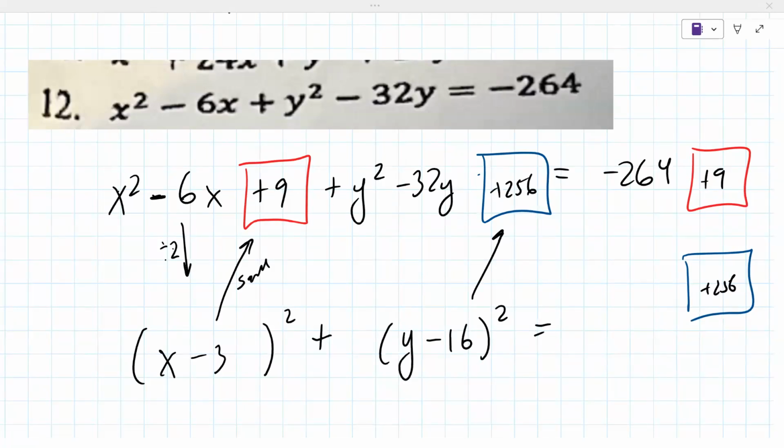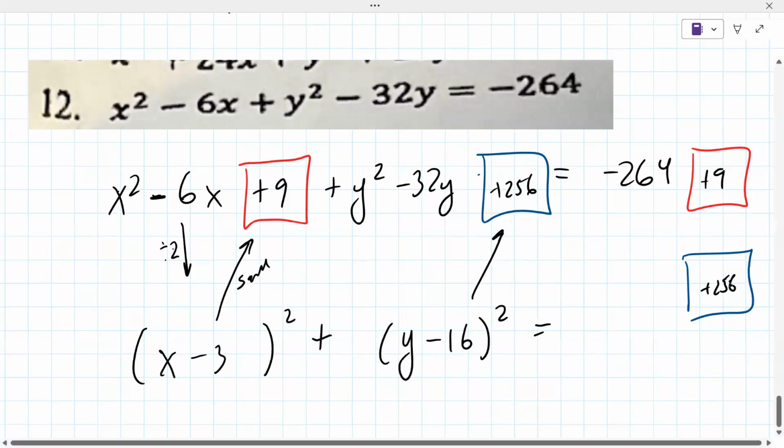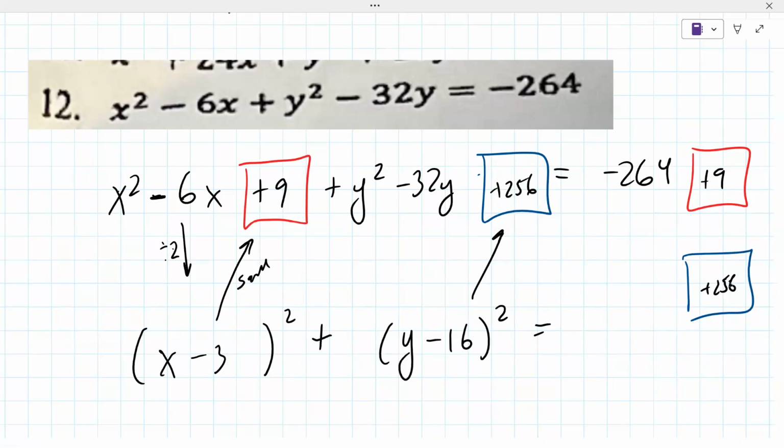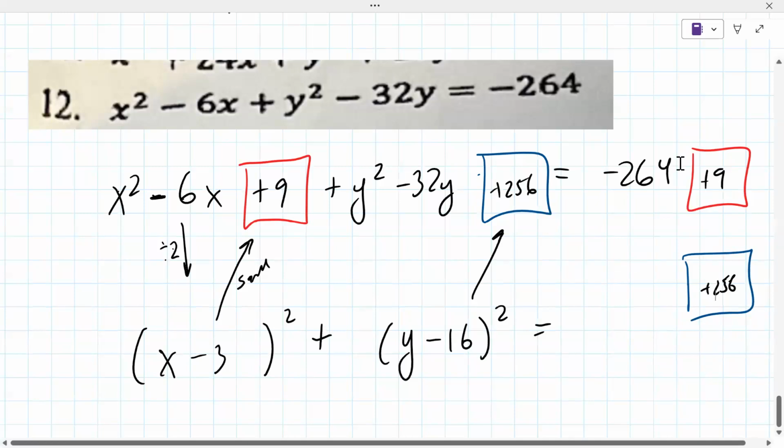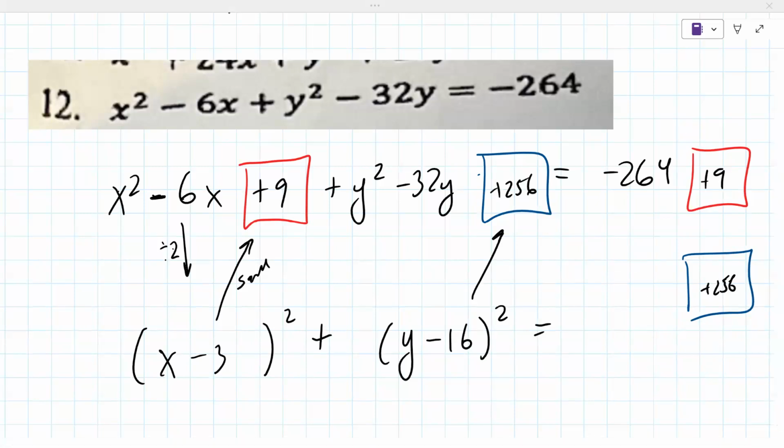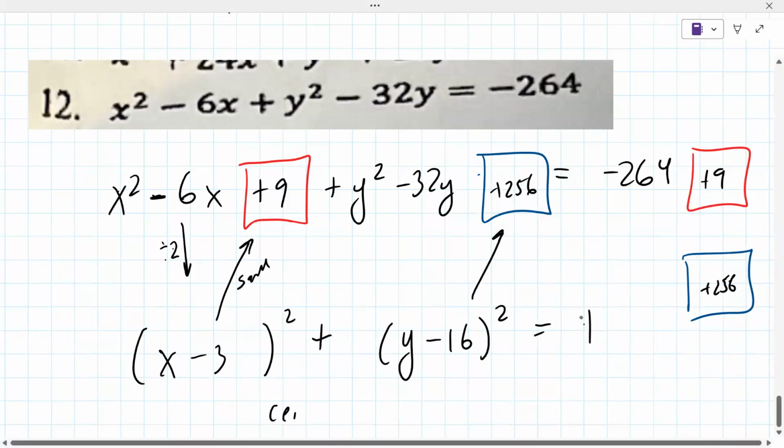I got a different number. Try it one more time. 256 plus 9. Yep. Oh, is it 1? It is 1. Yeah. So give me the center and the radius, please.